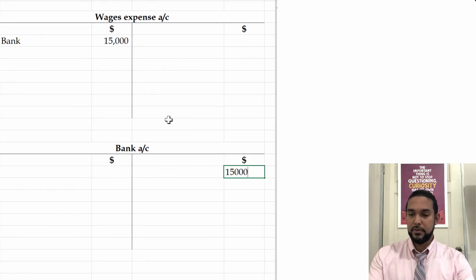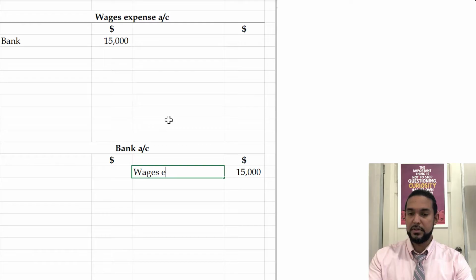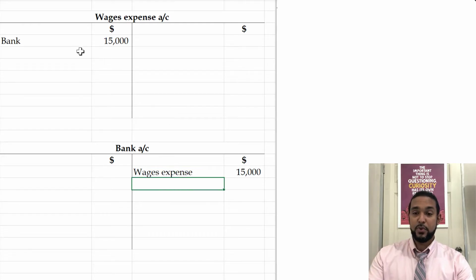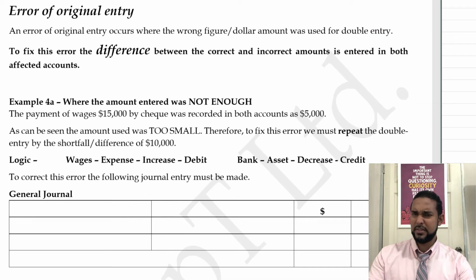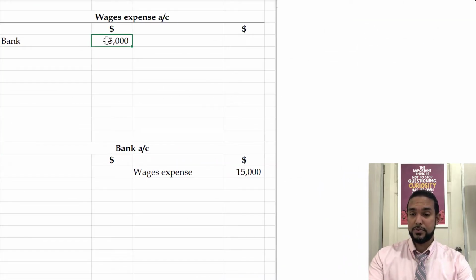So we put 15,000 there, and we put wages expense. Now that is what should have happened. Let's go back to the error and see what actually happened, right? Both by check, but what was recorded was 5,000. So what happened? This was recorded as 5,000, as was this, 5,000.